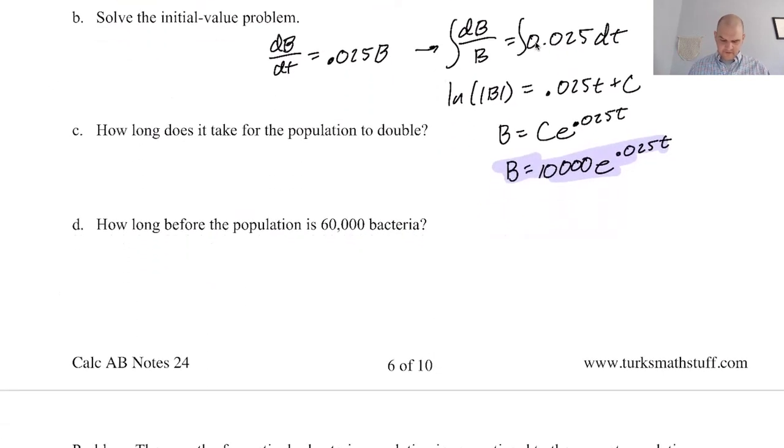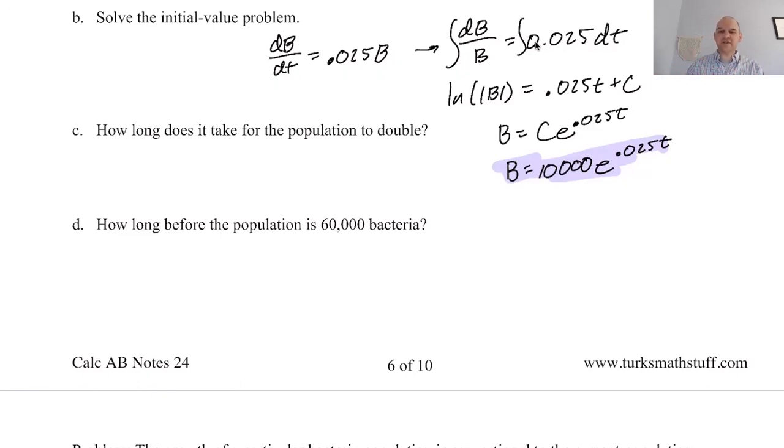How long does it take for the population to double? A weird thing about this is that it doesn't actually matter what the population currently is, so long as you start with a population of P and you end with a population of 2P. Since I know that at t equals 0 the population is 10,000, I'm just going to figure out how long it takes to become 20,000.